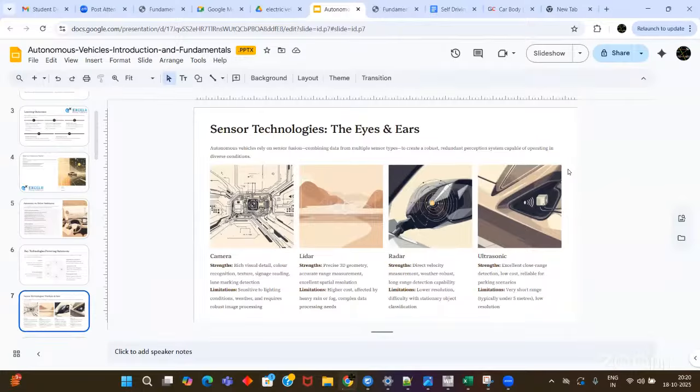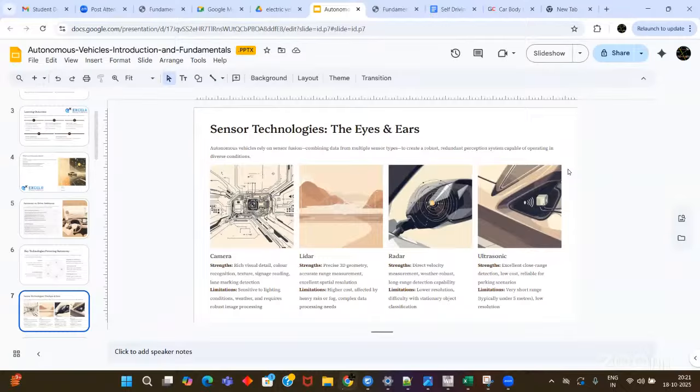So precise 3D geometry is getting made. Accurate range measurement, that's what I told. And excellent spatial resolution. So resolution is also being managed and maintained in a very accurate manner in the LiDARs.